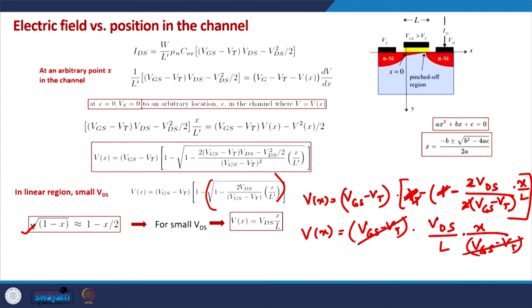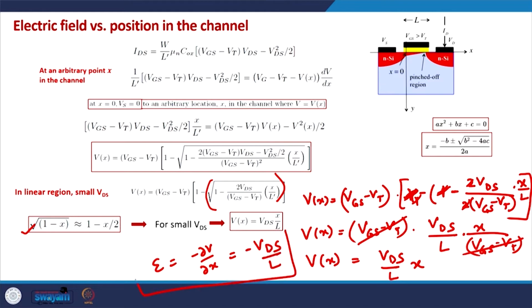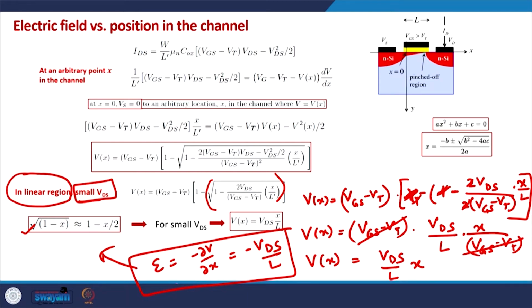So this will also go away, and so Vx is essentially Vds by L times x. So the electric field, which is minus del V by del x, will be minus Vds by L, which is what we also assumed in the beginning. So for small applied Vds values, which means in the linear regime of the IV characteristics, this electric field is constant throughout the channel and the voltage drops linearly across the channel, which is what we also have observed previously.